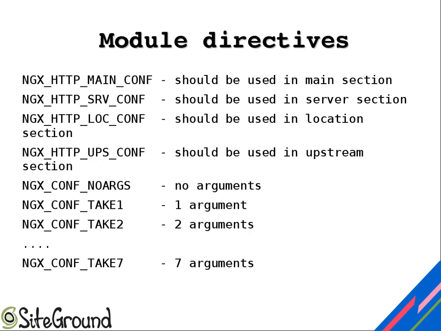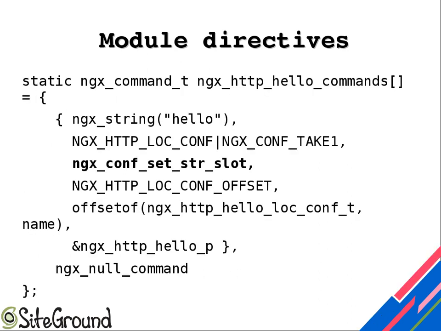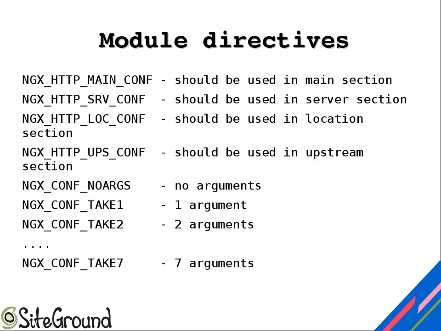And if your option receives a buffer, this is something that may come from an if or a map. Then you have enum, which is obviously enum, bit mask, and string array. It means that you get multiple strings.